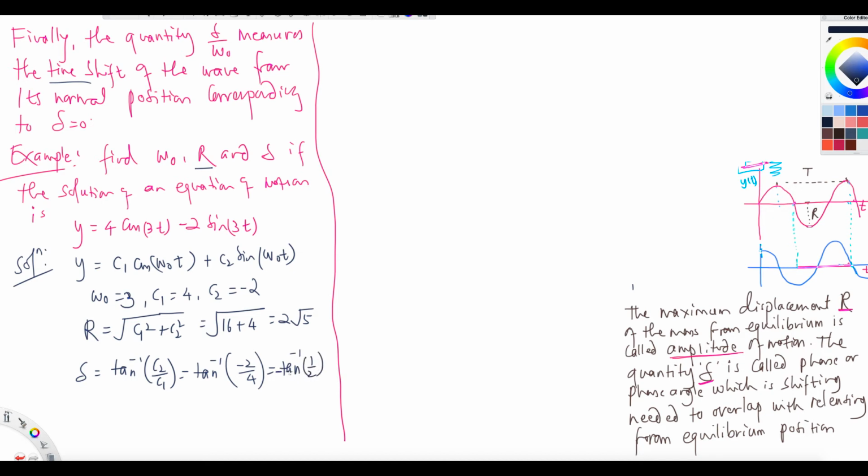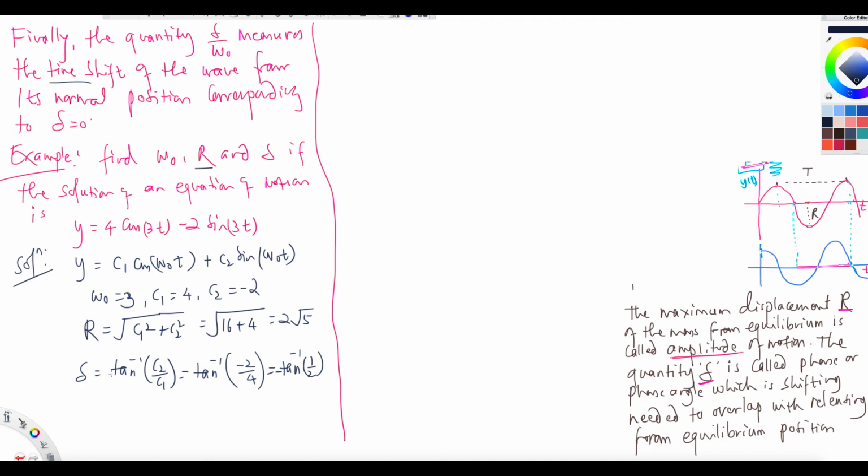I don't have the exact value, so I want to keep it that way: negative tangent inverse 1/2. If you have the exact value for the tangent, for example if it was root 3, or 1 over root 3, or 1, then you do 2 pi plus that for the fourth quadrant, because I wrote the formula before, right?